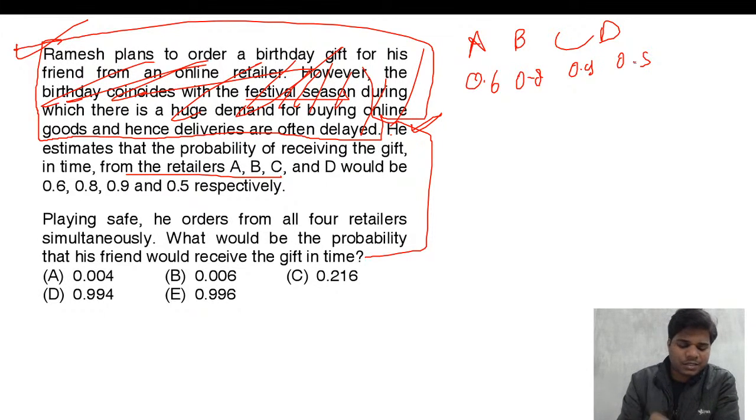If you go by the length of the question, that is just unnecessary information that is not related to your question. So don't get afraid or intimidated by the length of the question. So the probability that his friend would receive the gift in time. Basically, would receive the gift in time. Fine. So what we will do, anyone has got the answer there?